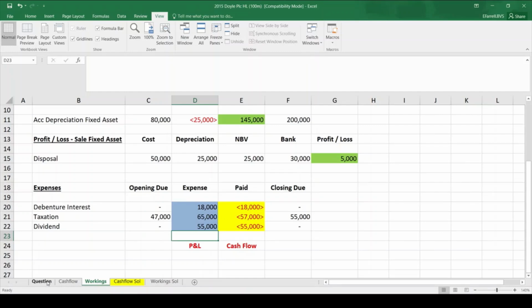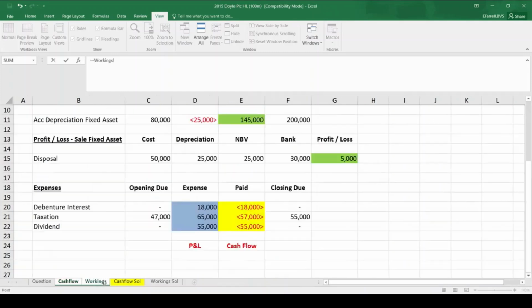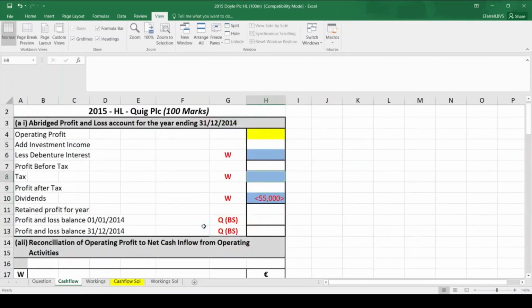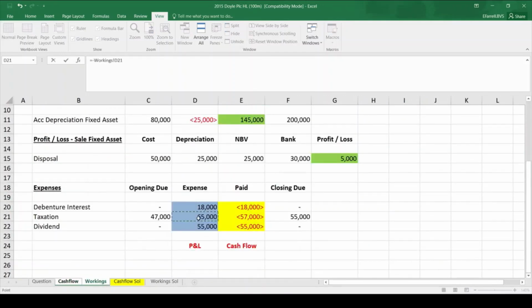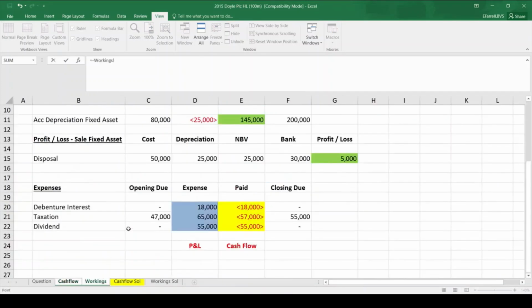So now with those workings done, I think we're okay to start the question. So the first thing we have to do here is the abridged P&L. So with the abridged P&L, we're going to start at the bottom and work our way up. First of all, I can put in these figures because I have these in my workings. I know my dividends. If I go back to my workings, my dividends were 55, so they'll go into minus 55. My tax I have from my workings here is 65, and my debentures I have from my workings here are 18.